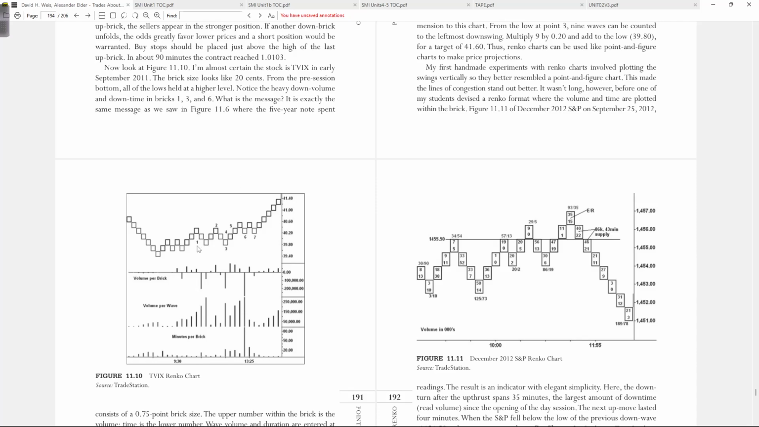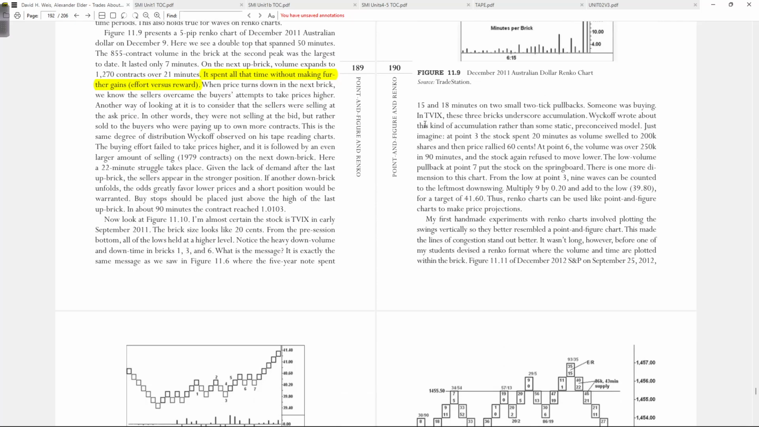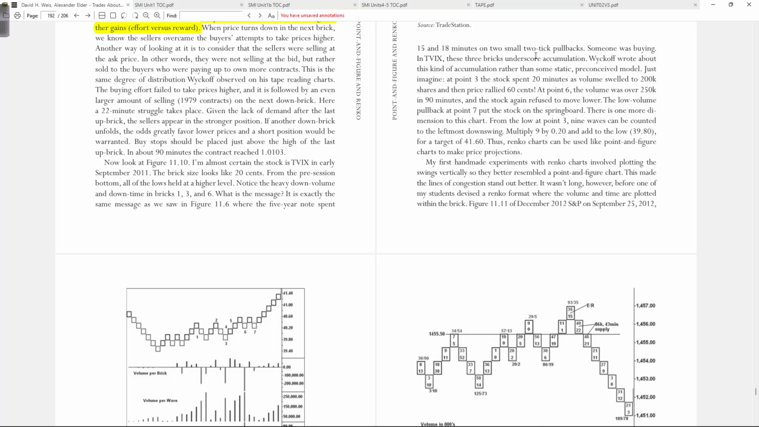Points 1, 3 and 6. What is the message? It is exactly the same message as we saw in figure 11.6, where the 5-year note spent 15 and 18 minutes on two small two tick pullbacks. Someone was buying in TVIX. These three bricks underscore accumulation.